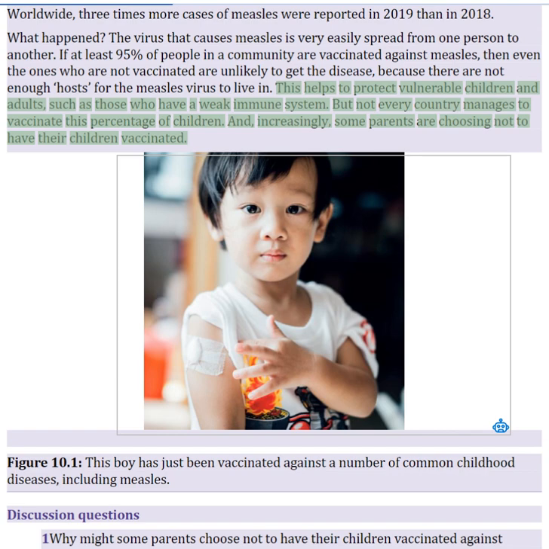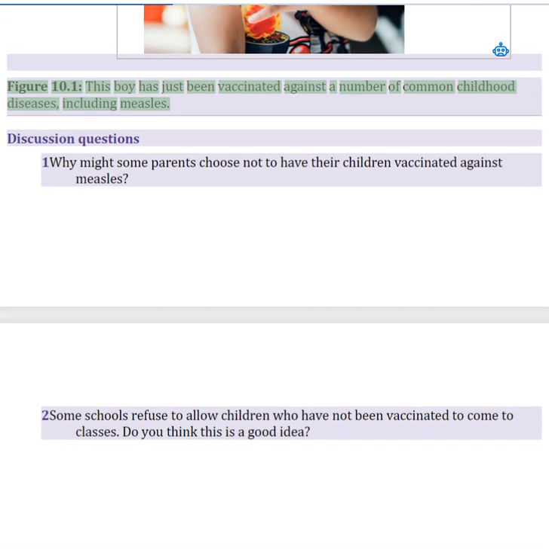But not every country manages to vaccinate this percentage of children. And, increasingly, some parents are choosing not to have their children vaccinated. Figure 10.1. This boy has just been vaccinated against a number of common childhood diseases, including measles.